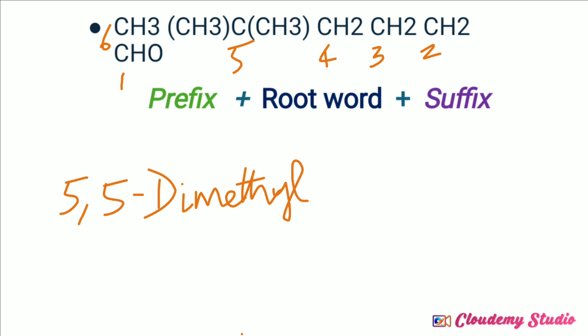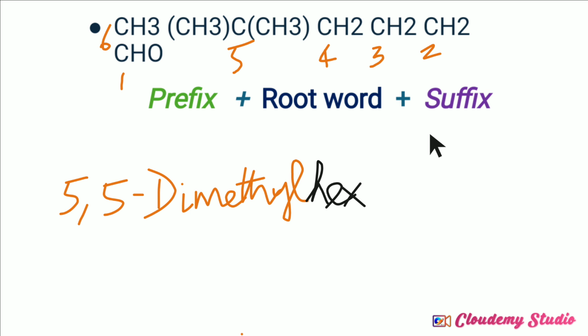Now we have written the prefix. Now we need to write the root word. What is the root word? Looking at the same structure again, there are 6 carbon atoms in the main chain. So what will be the root word? The root word will be hex, as it contains 6 carbon atoms in the main chain.